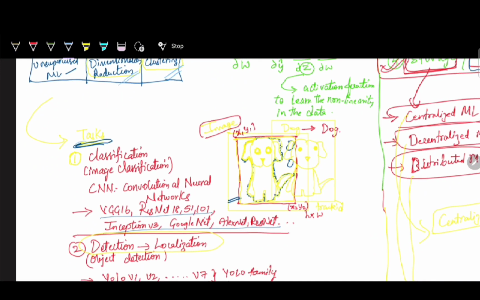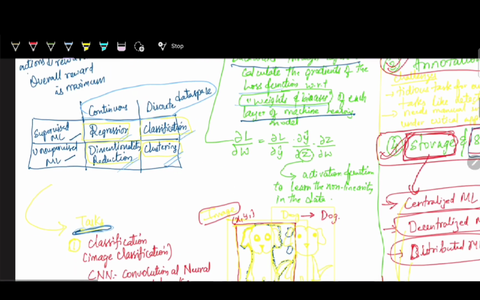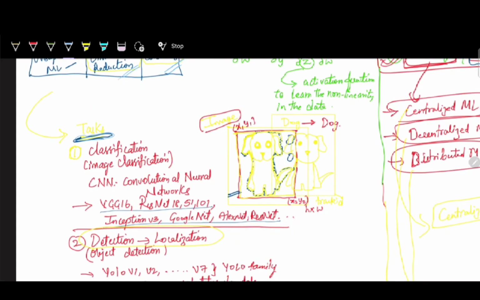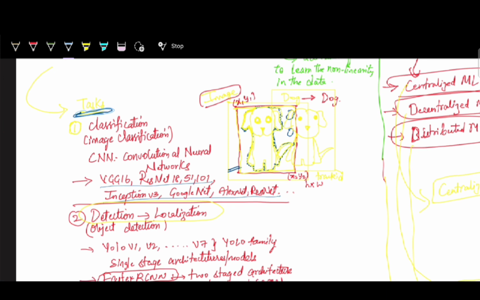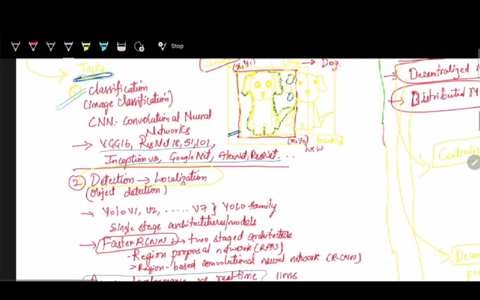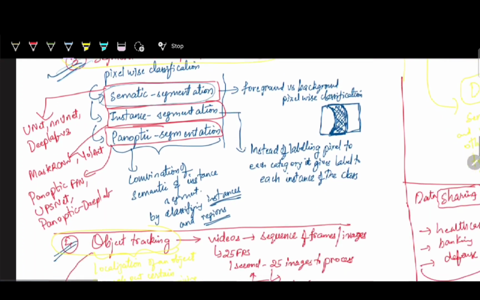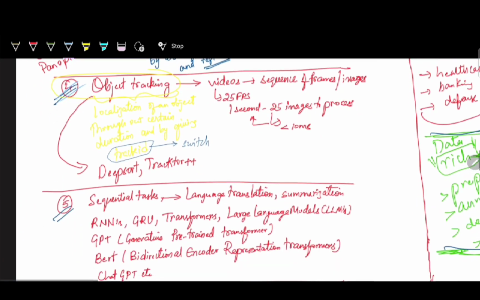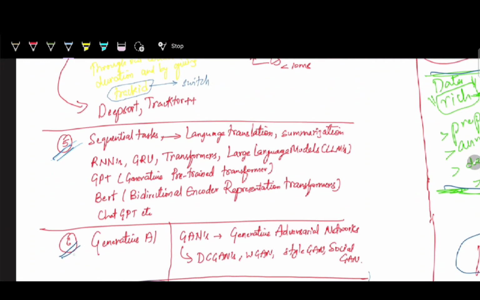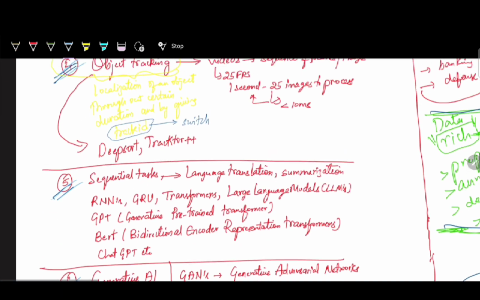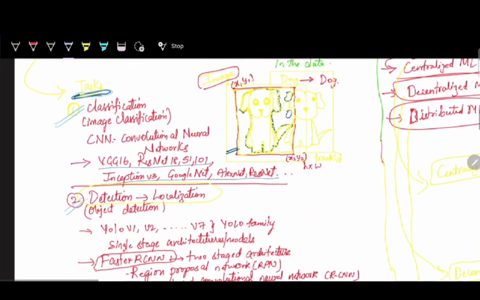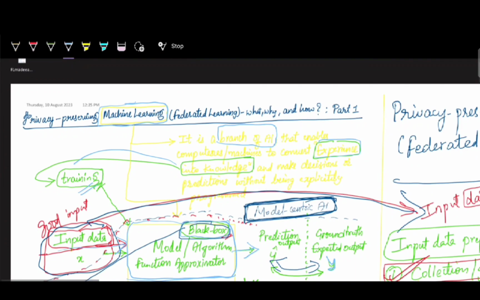Then based on the task, we defined the types of models that can be a part of that black box model. First we have classification, then detection, then we discussed segmentation, and then object tracking, sequential tasks, and then ended with generative AI models. We also discussed that all these come under model centric AI.